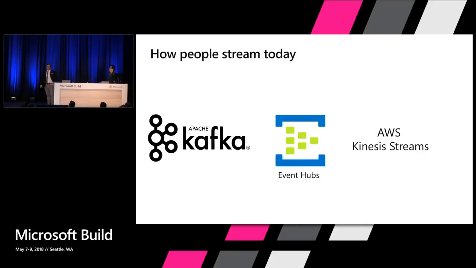So how do people stream today? These are probably three of the most popular ways people stream. There's Kafka, there's Event Hubs, and there's actually AWS Kinesis streams. I couldn't put a logo on that because I don't know if we're allowed to use that. But Kinesis is an interesting platform too, if you look at it. And of these three, I'd actually say that Event Hubs and Kafka are more similar than Kinesis. They're really designed as streaming platforms, not as sort of micro-batch platforms.